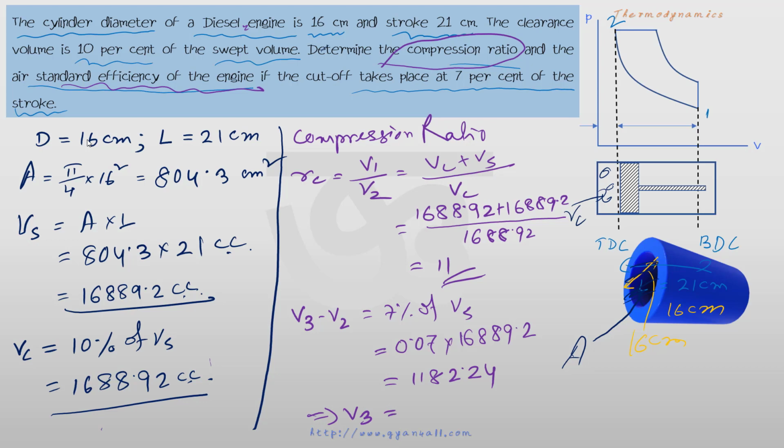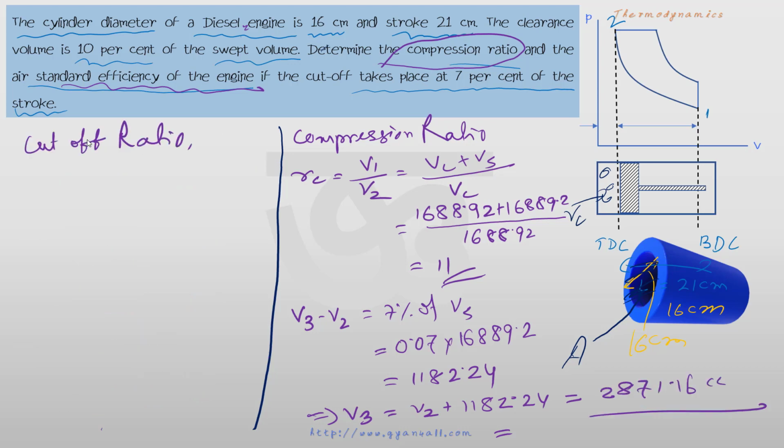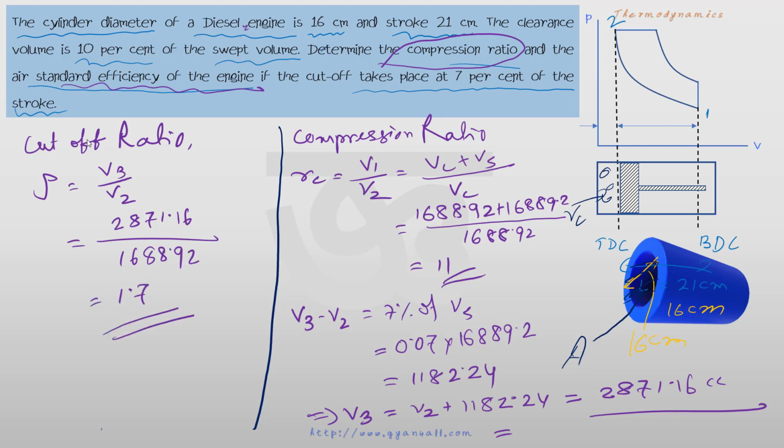So from this we can find out V3. V3 is equal to V2 plus 1182.24, and V2 is Vc. Okay, V2 is Vc. So this is equal to 2871. Now we'll find out cutoff ratio. Rho is equal to V3 divided by V2. So that is equal to V3, which is 2871.16, divided by V2, which is 168.92, and that is equal to 1.7 approximately.